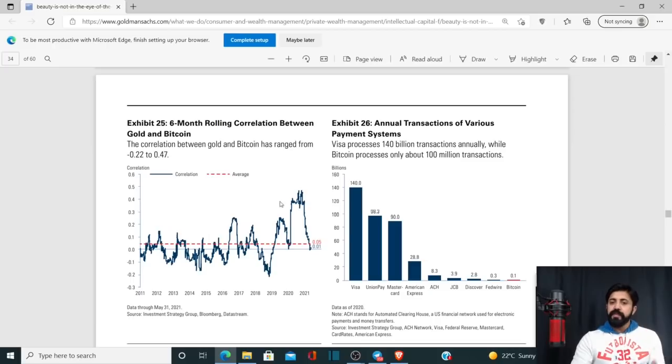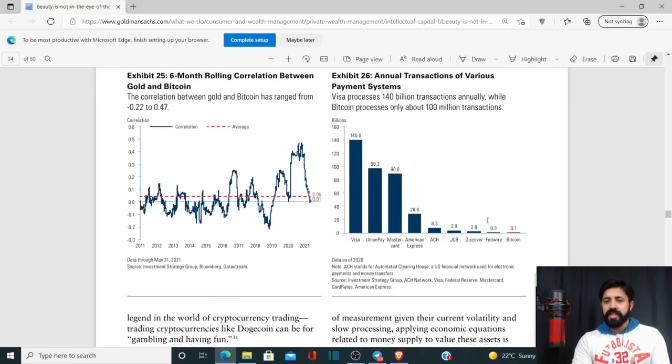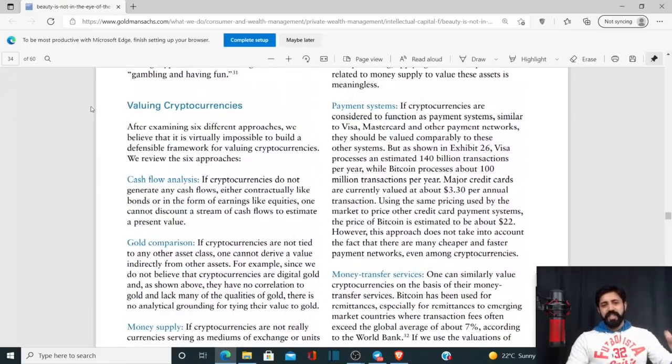Now, when they compare everything with Bitcoin, the FedWire, Discover, JCB, ACH, all of them are payment systems. All of them are payment services. Bitcoin was created as a peer-to-peer system, but right now, it's not like that. Now, this is the stuff which I really want to highlight for you. Valuing cryptocurrencies. Do you really want to do that?